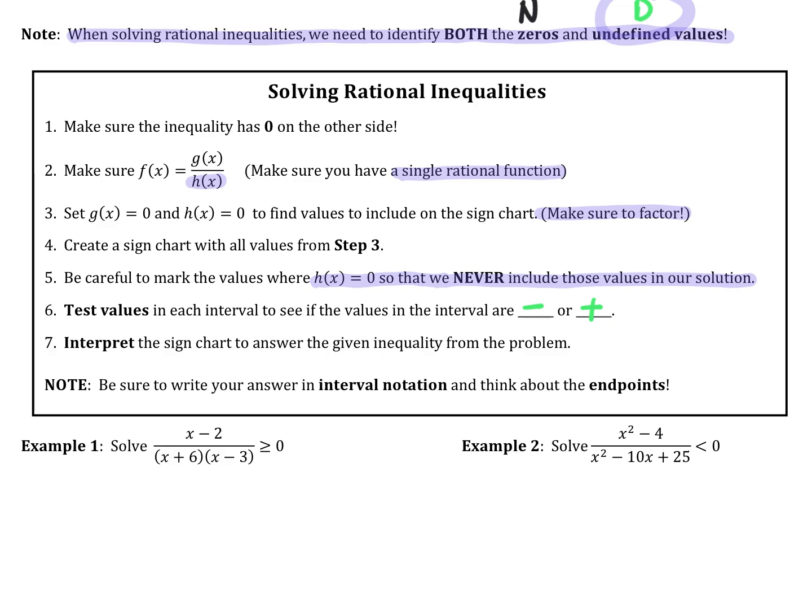So we're going to be dealing with inequality problems here, and I hope you remember all of these things. Lastly, be sure to write your answer in interval notation and to think about the endpoints. In interval notation, we use parentheses and we also use brackets. I would like you to be very aware of how to use these symbols.